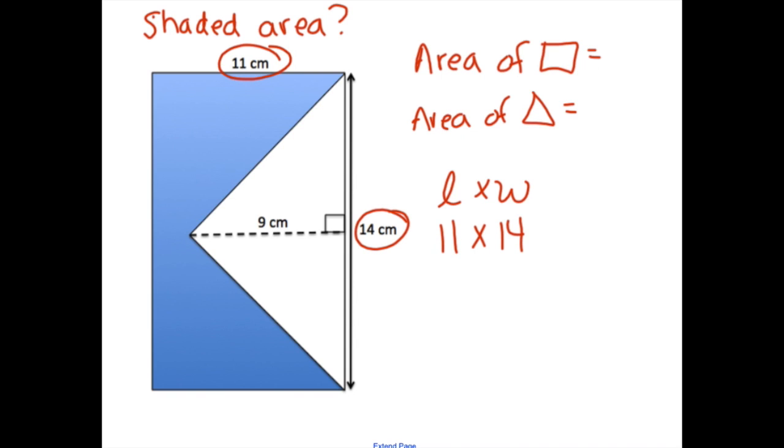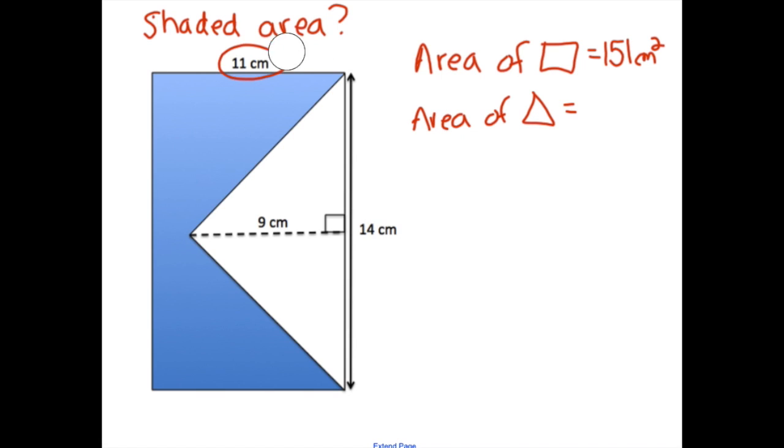So if I multiply 11 times 14, if I want to do this mentally, I can separate this into 10 and 1. 10 times 14 is 140, and then we have to add one extra group of 11. So our mental math is coming in handy. So 140 plus 11 is 151. So that means that the area of our rectangle is 151 centimeters squared. So we found the area of our rectangle and completed our first step.